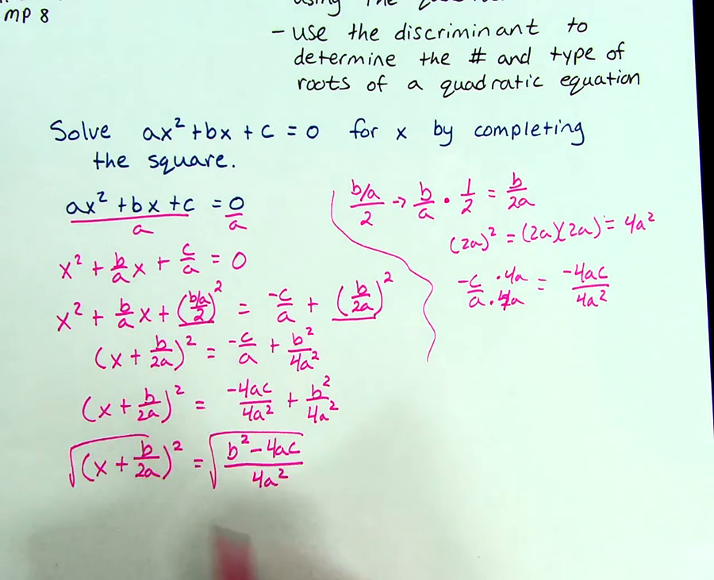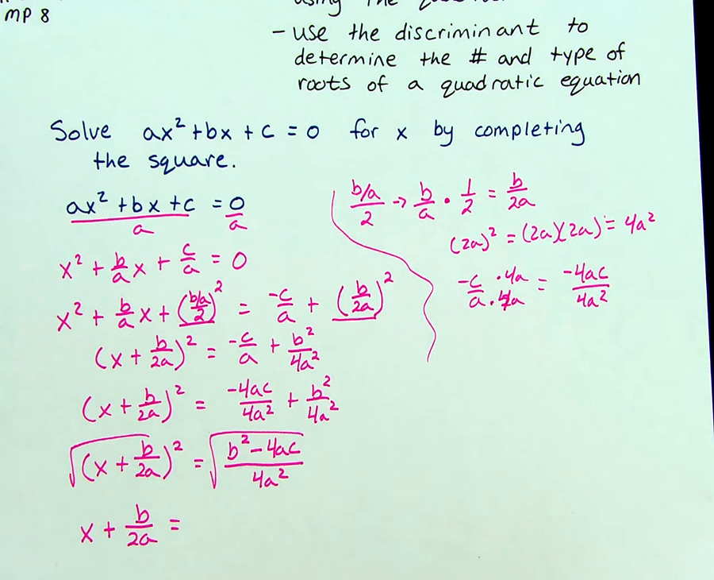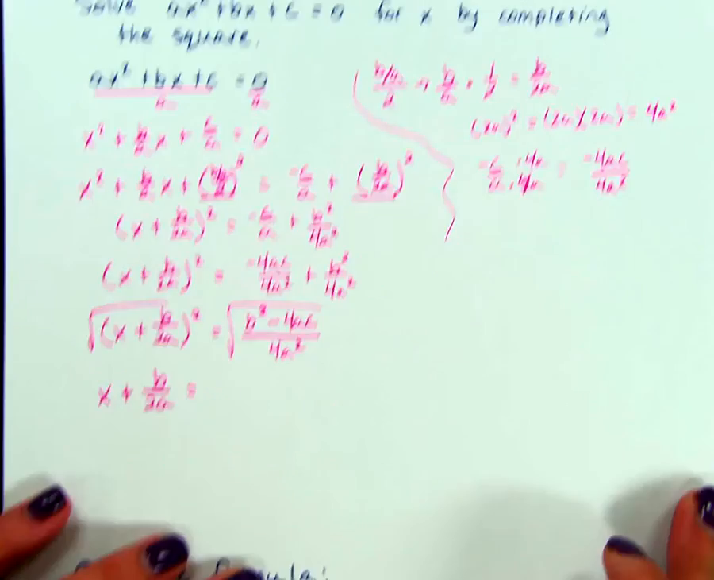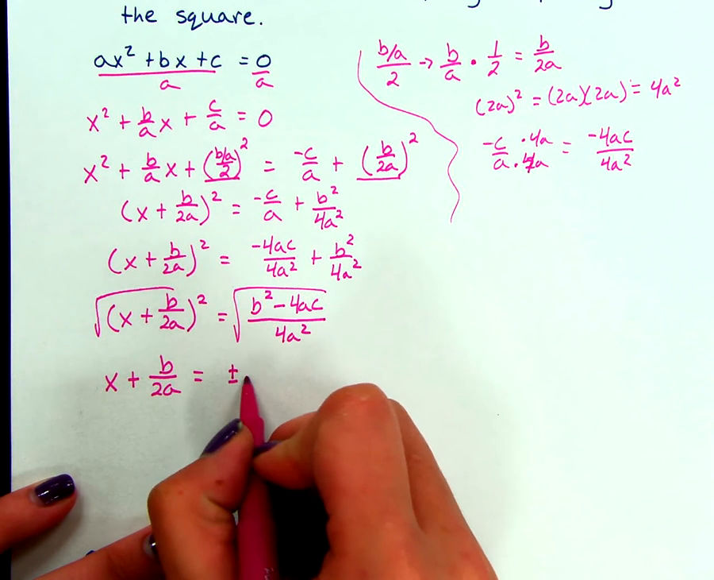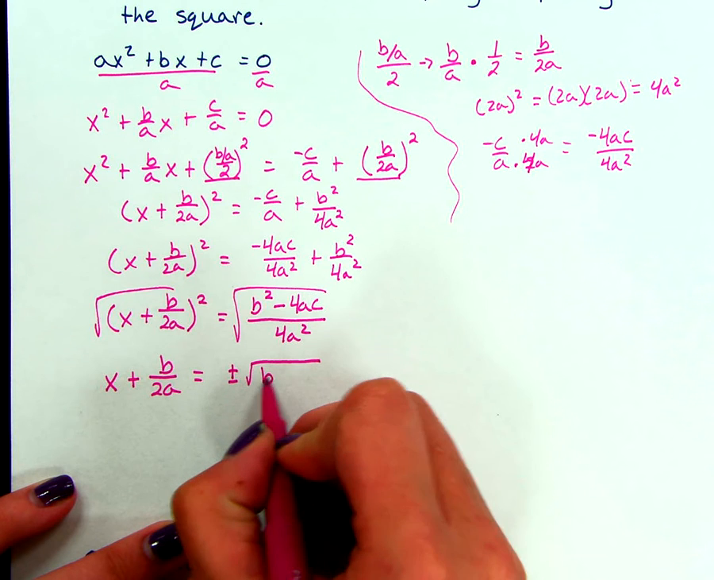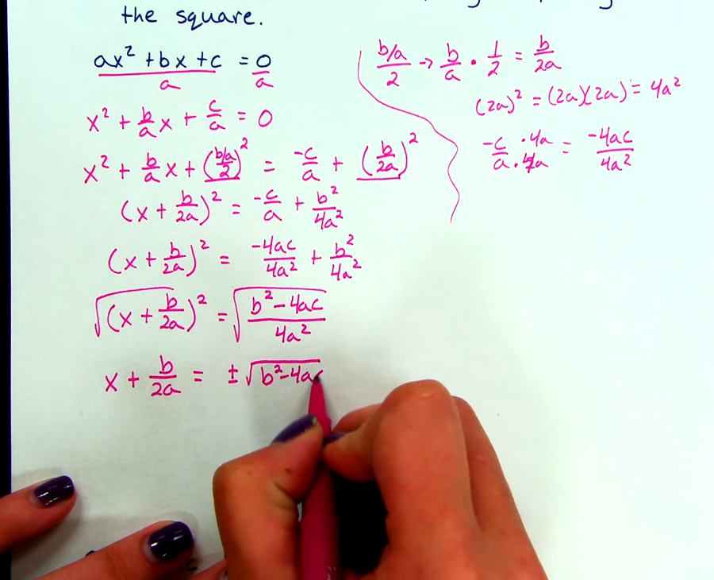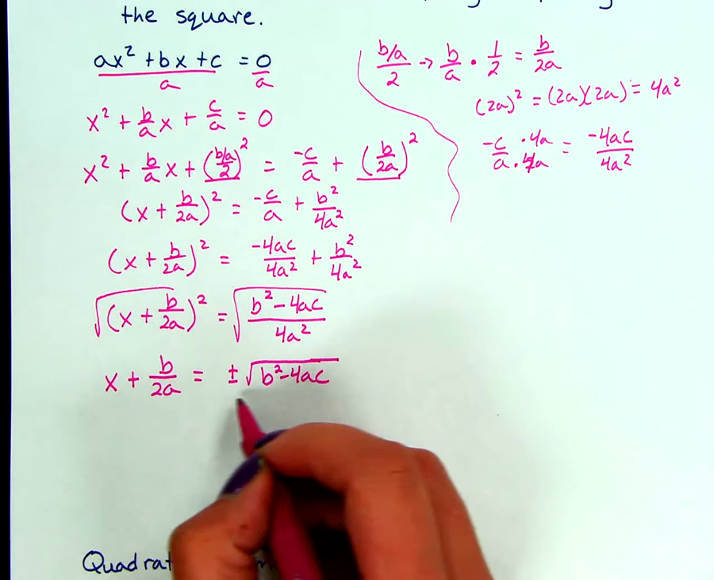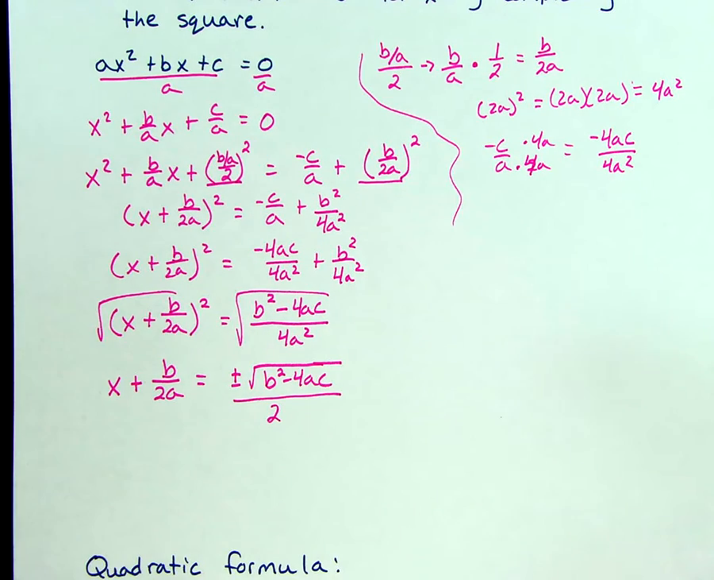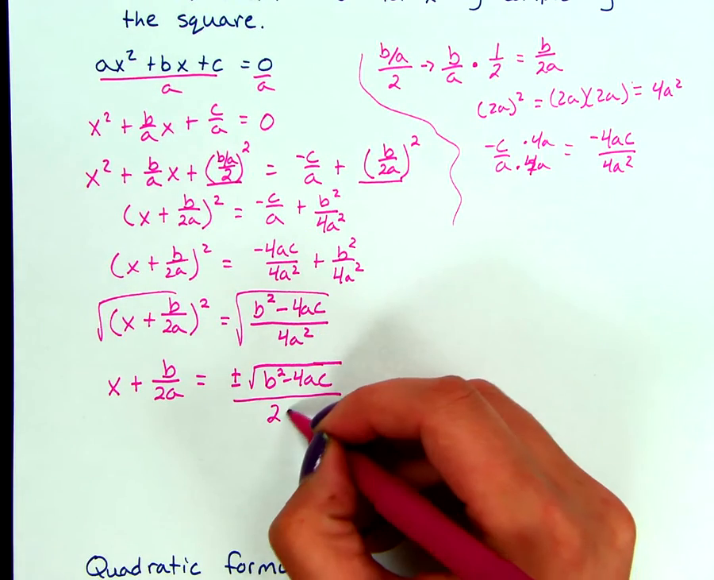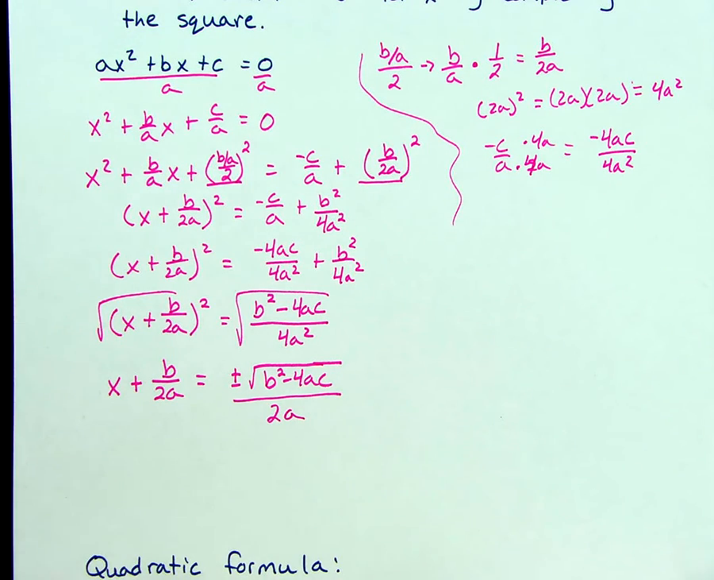So again, this part will just cancel. So we have x plus b over 2a equals, and then we take the square root of the top part of our fraction and then the square root of the bottom part of the fraction. So in the top, I'm going to have plus and minus the square root of b squared minus 4ac, and then divided by, so now the square root of 4 is 2, so that comes out of the radical. The square root of a squared is a. Okay, so I don't have a radical in the bottom anymore.